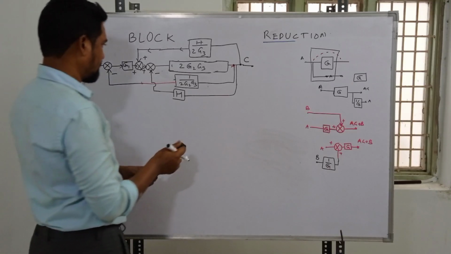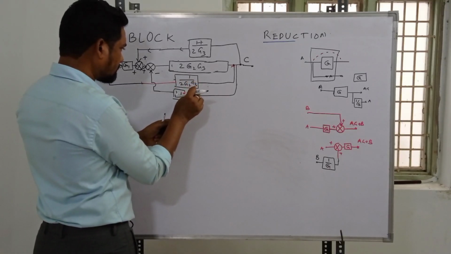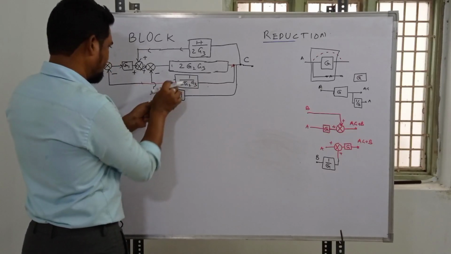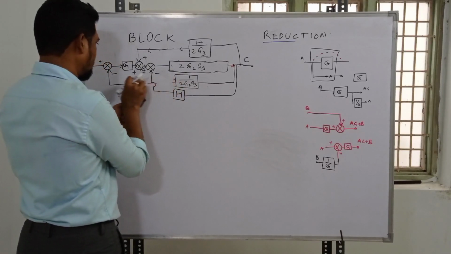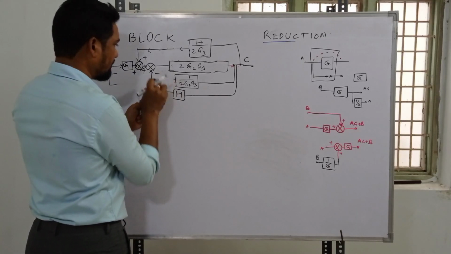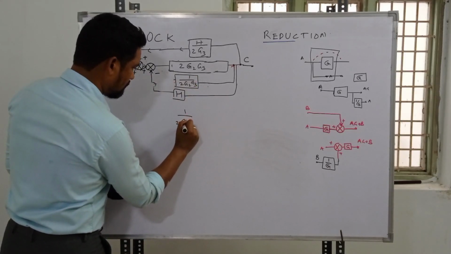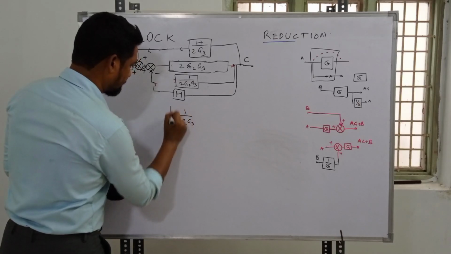So guys, this is the procedure, and let me take this down as it is. This block as it is, let me take it down. It's a 1 by, rewriting, 2 G2 and G3, isn't it?